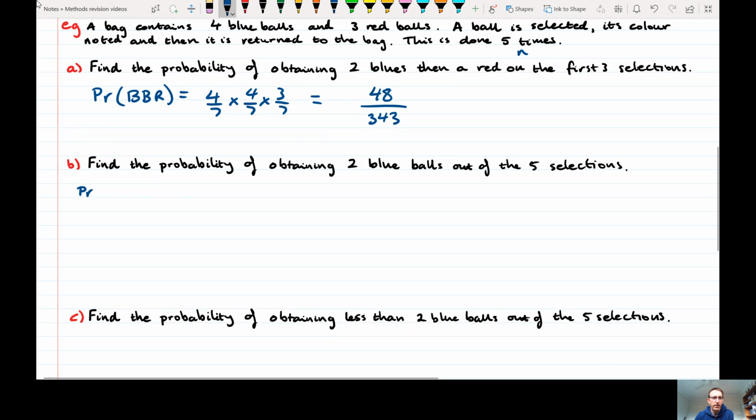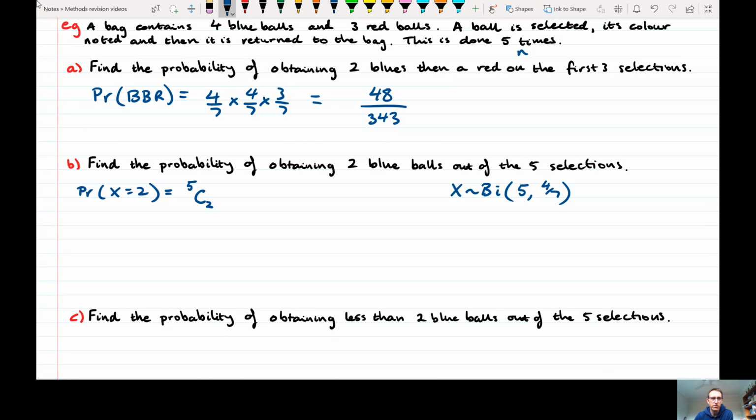So we want the probability of x equaling 2. But what's x? We haven't defined it yet. So let's define x. x must be binomially distributed, n equals 5, and the probability of getting a blue ball is 4 over 7. That's the probability of success.